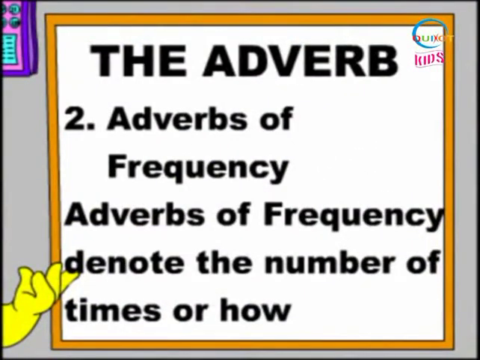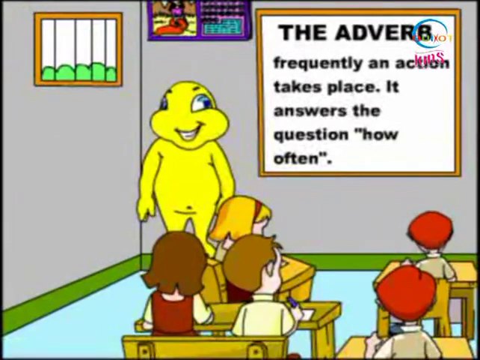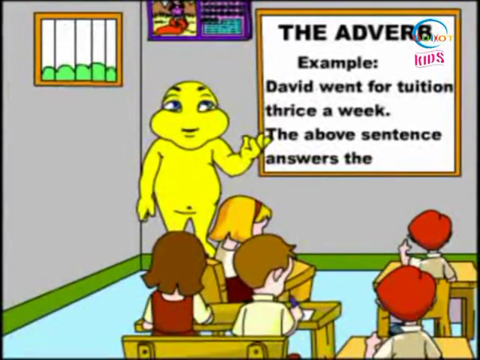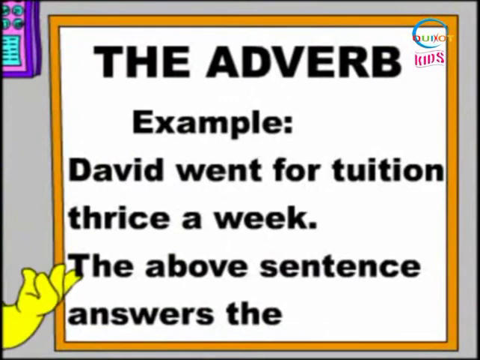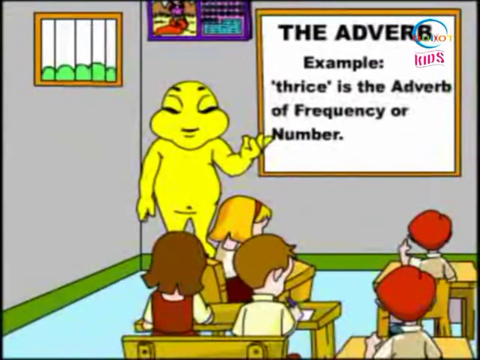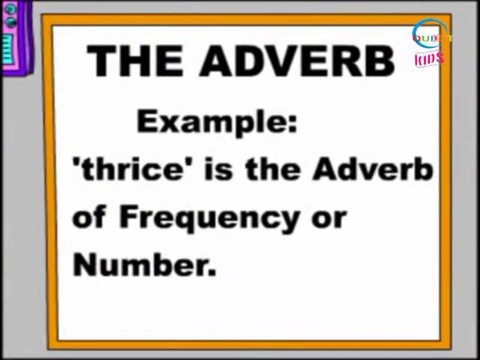2. Adverbs of frequency. Adverbs of frequency denote the number of times or how frequently an action takes place. It answers the question, how often? Example: David went for tuition thrice a week. The above sentence answers the question, how many times did David go for tuition? Therefore, thrice is the adverb of frequency or number.